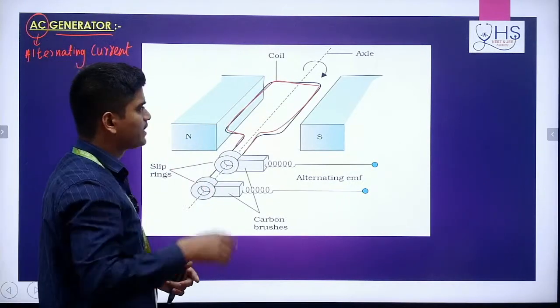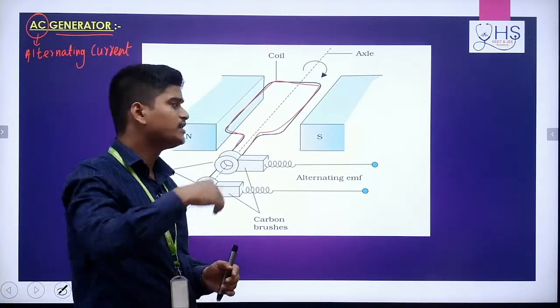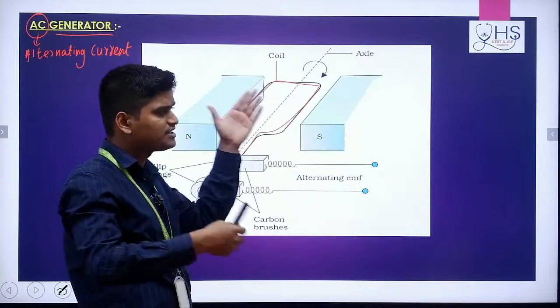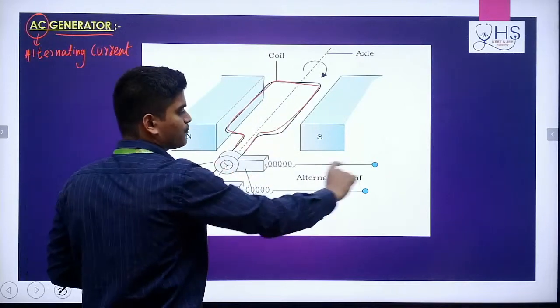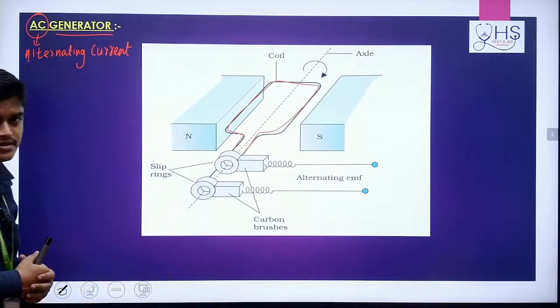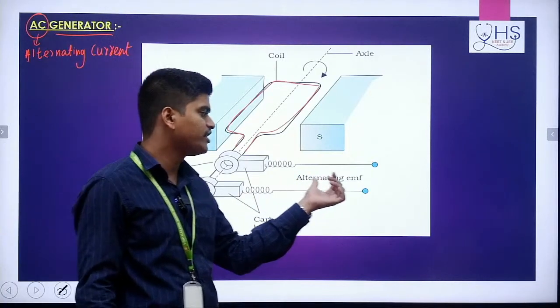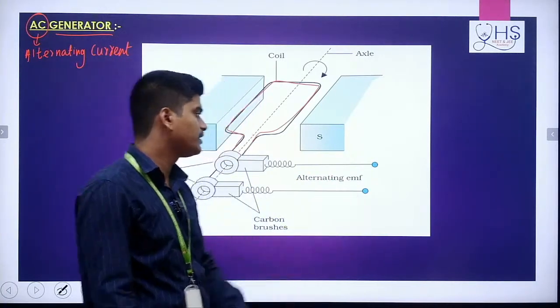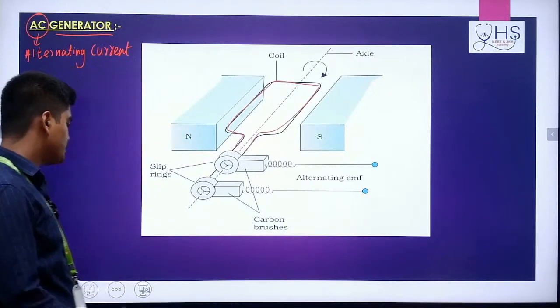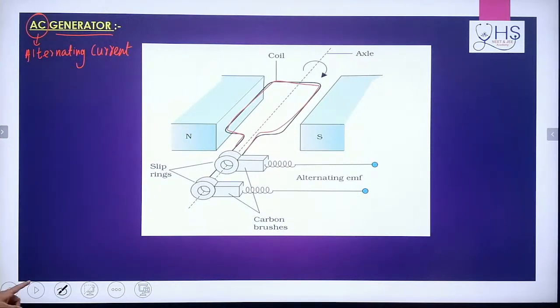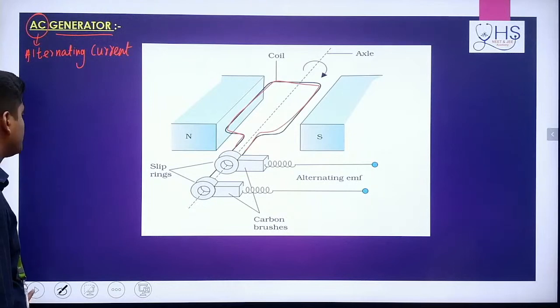So if it will rotate like that, then what will happen? Definitely flux changes will happen. Due to flux change, induced EMF will produce in this circuit. So that is the main idea of this AC generator. That induced EMF will be periodic in nature. That's why it's called alternating. Okay, alternating EMF. So it is an application of induced EMF or electromagnetic induction.